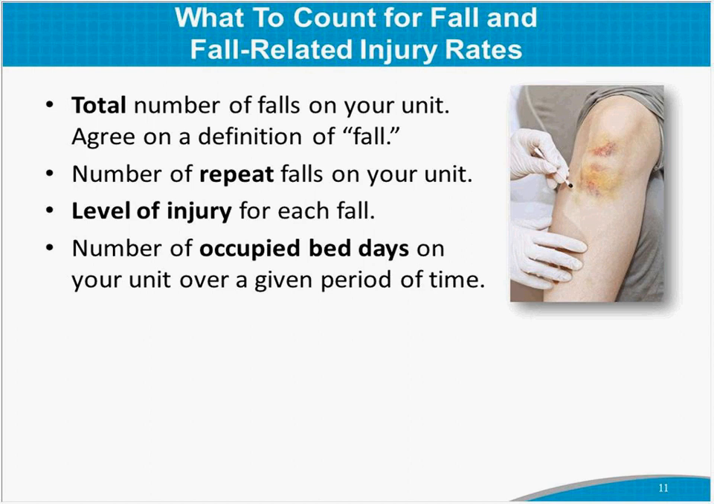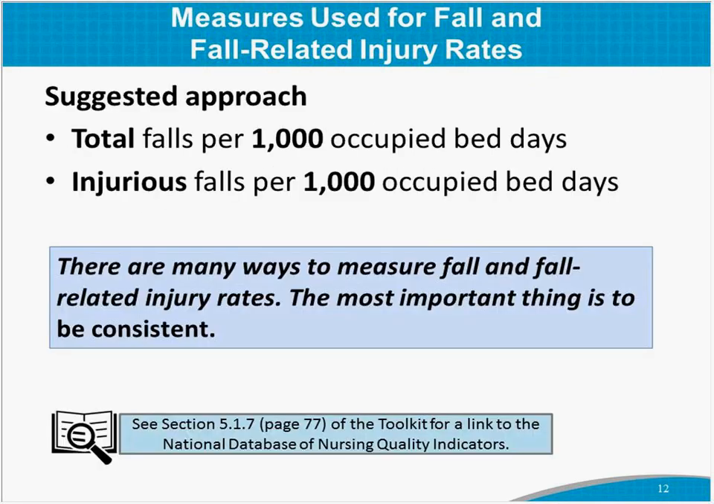Now, why do we want to do this as a rate? Perhaps the number of occupied bed days went up over a given period of time. So you may have more patients on your unit, which might be why you have more falls. This is one of the reasons why we always want to look at our numbers as rates, so that we can get a sense of our population and how that might be changing. The suggested approach: we commonly suggest looking at the total number of falls per 1,000 occupied bed days and the total number of injurious falls per 1,000 occupied bed days.